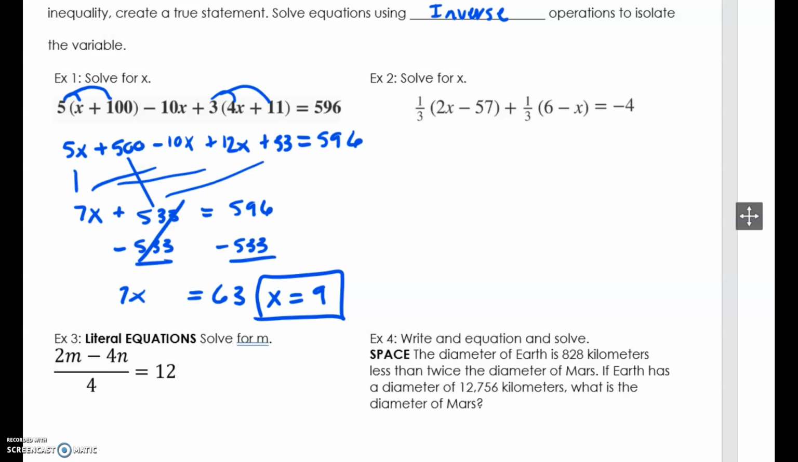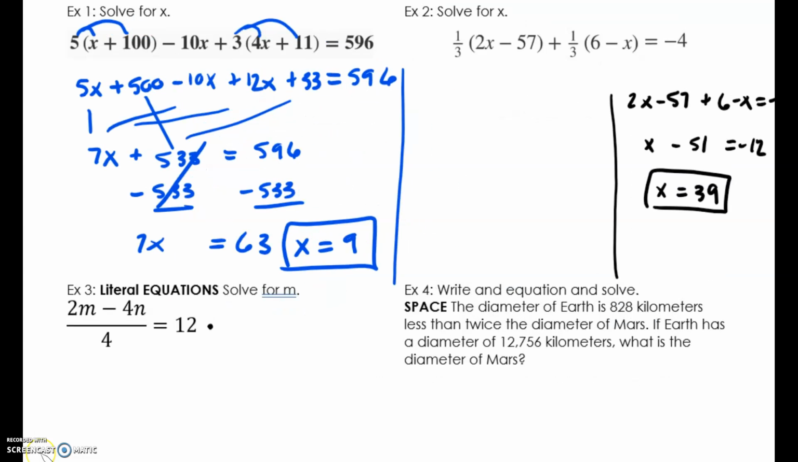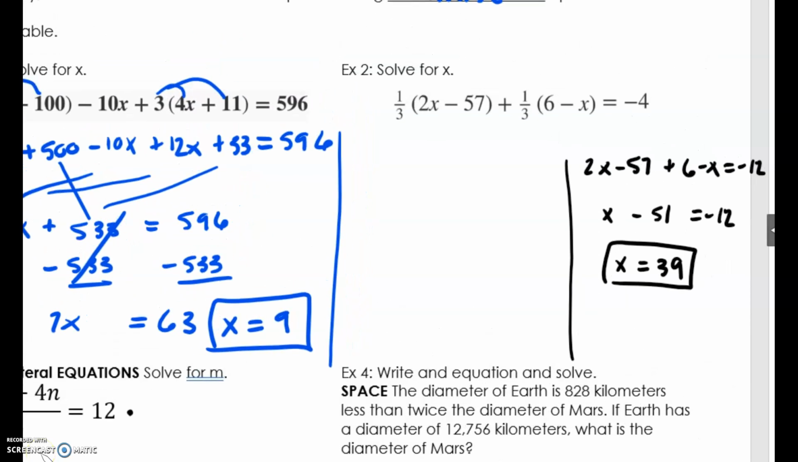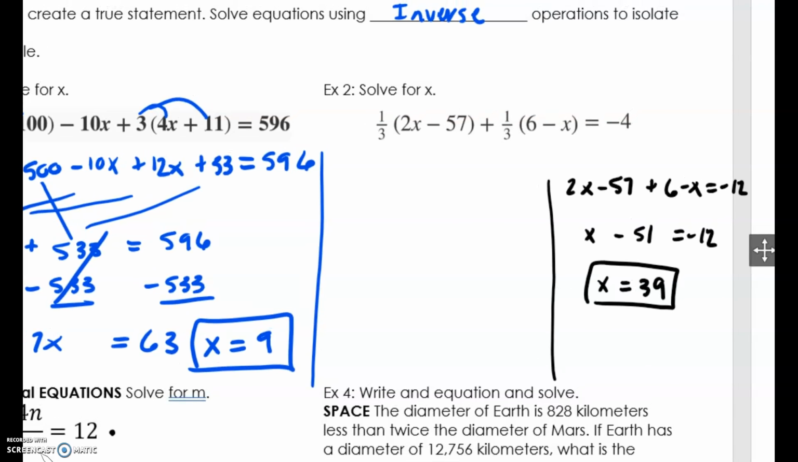Alright, go ahead and give number 2 a try, and then resume the video when you're ready to check your answer. Alright, hopefully you're ready for your answer. It should be 39. I'm going to go ahead and distribute, and then I'll talk about what I have over on the right. So I'm going to work it out right now with you.